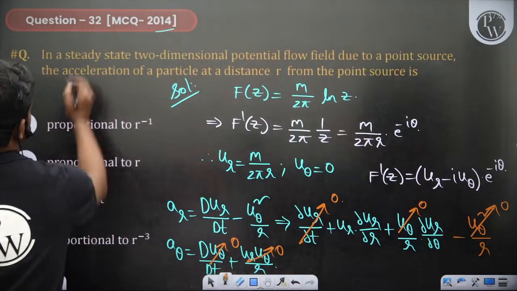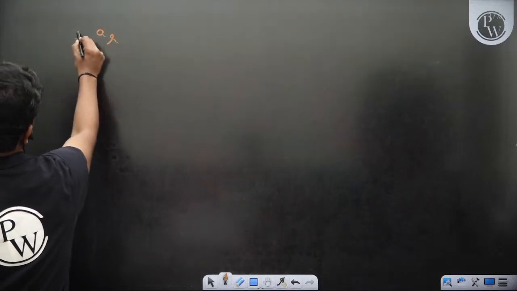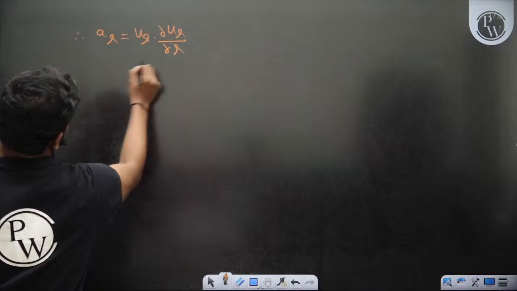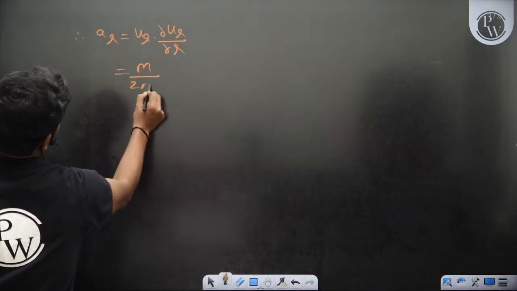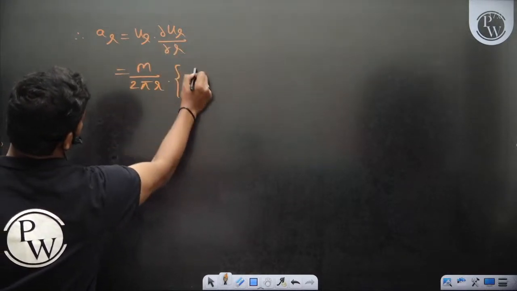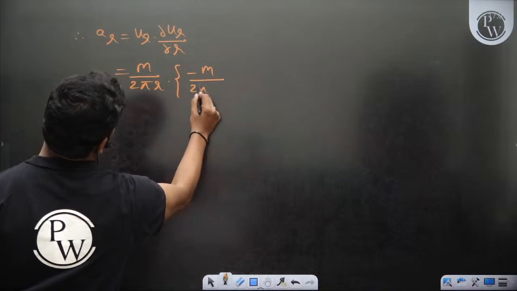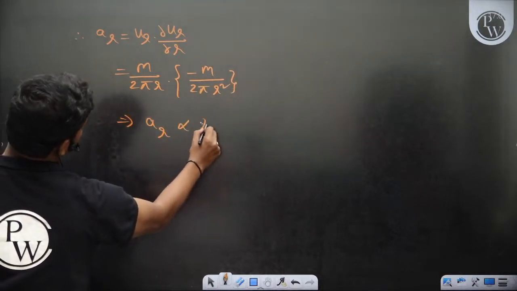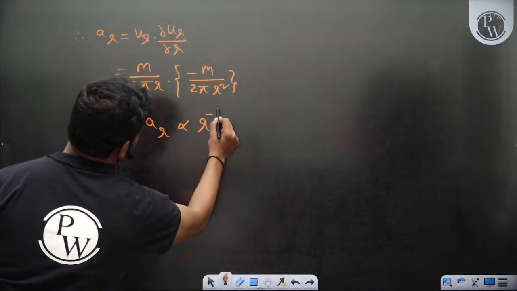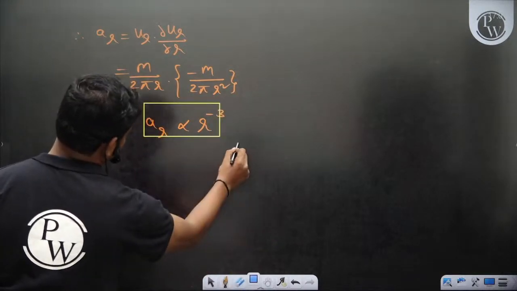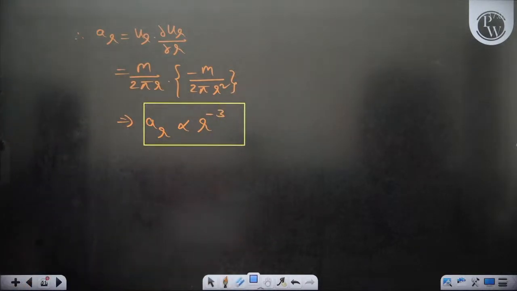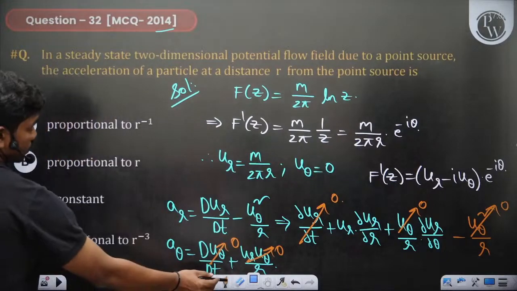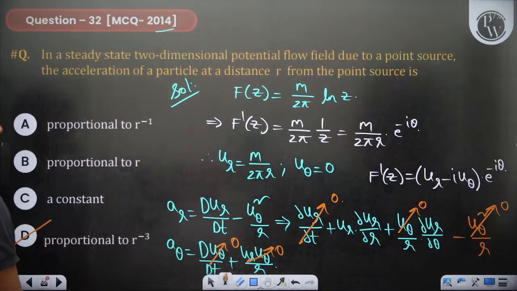and this u theta square is 0 because there is no u theta. So acceleration in the radial direction is u r dou u r by dou r, m by 2 pi r into the derivative of this, minus m by 2 pi r square. So this tells you a r is proportional to r power minus 3. Acceleration is proportional to r power minus 3 actually.